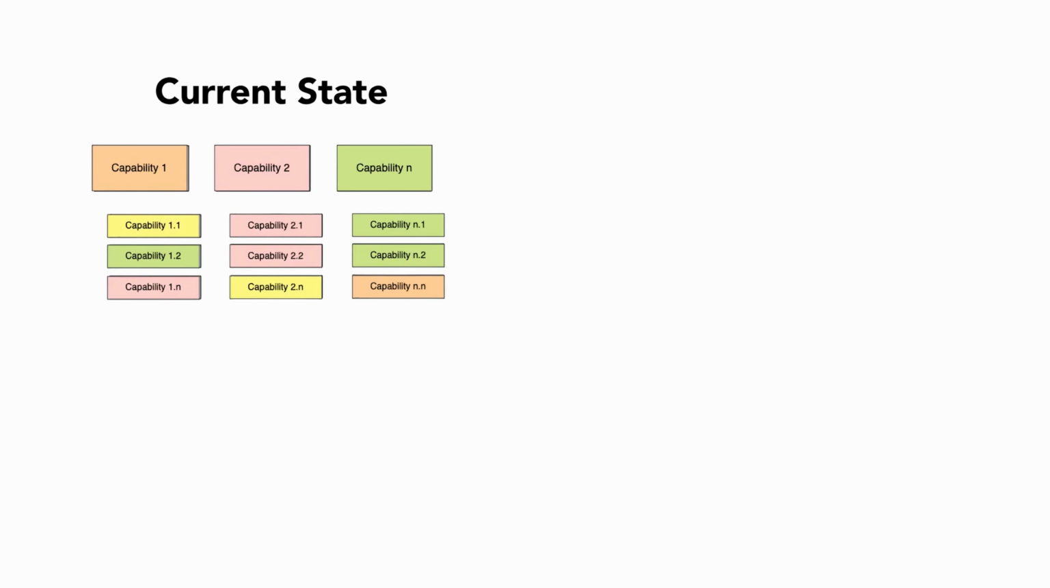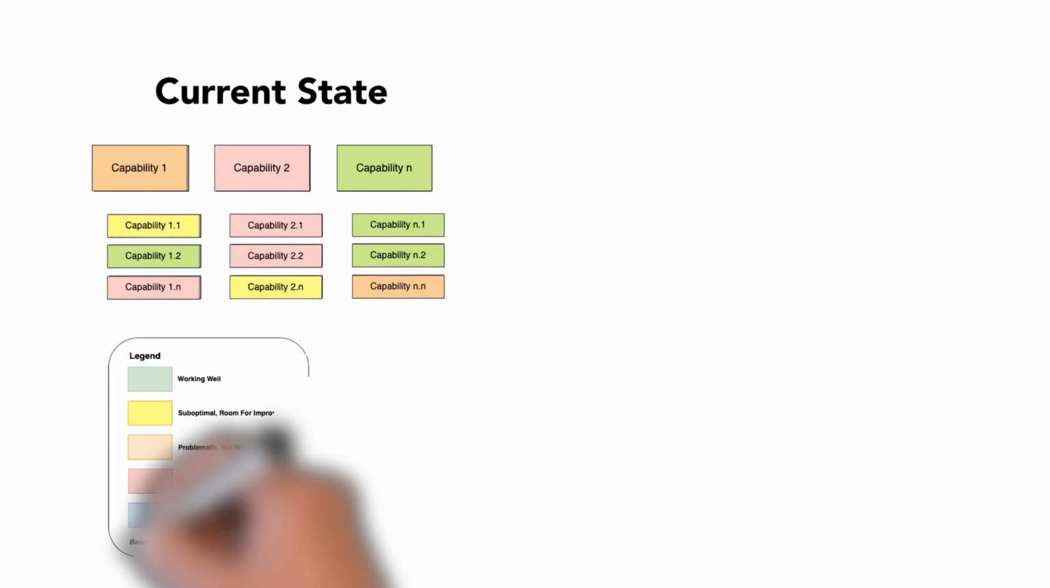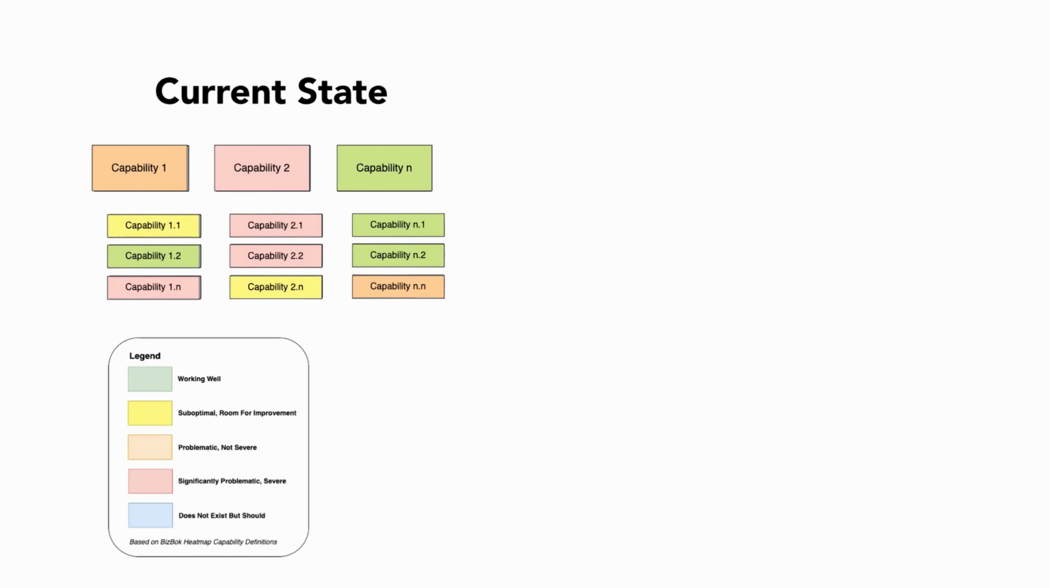I have used the BISBOK rating scales created by the Business Architecture Guild, where green means the capability works well and is fit for purpose. Yellow means there is room for improvement. Orange means it is problematic, and red means there are significant problems or it is not fit for purpose. Blue is used to indicate new capabilities. There are other dimensions that can be added, such as indicating if a capability is a differentiating capability, which superimposes importance on the heat map.